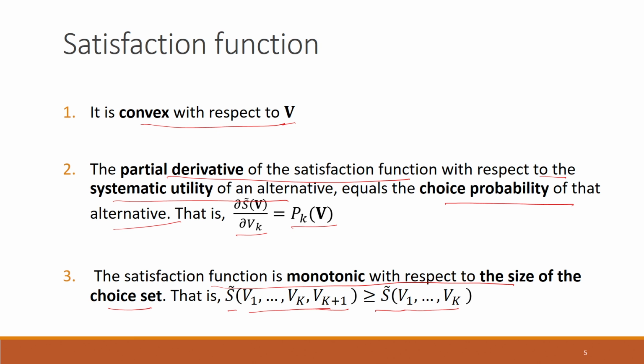This is also intuitive in the sense that since the satisfaction function is taking the expected value of the maximum alternative utility, if you are adding one more alternative, the satisfaction function can only increase or stay the same. But again, we are not going into the rigorous proof of this here for the sake of time.